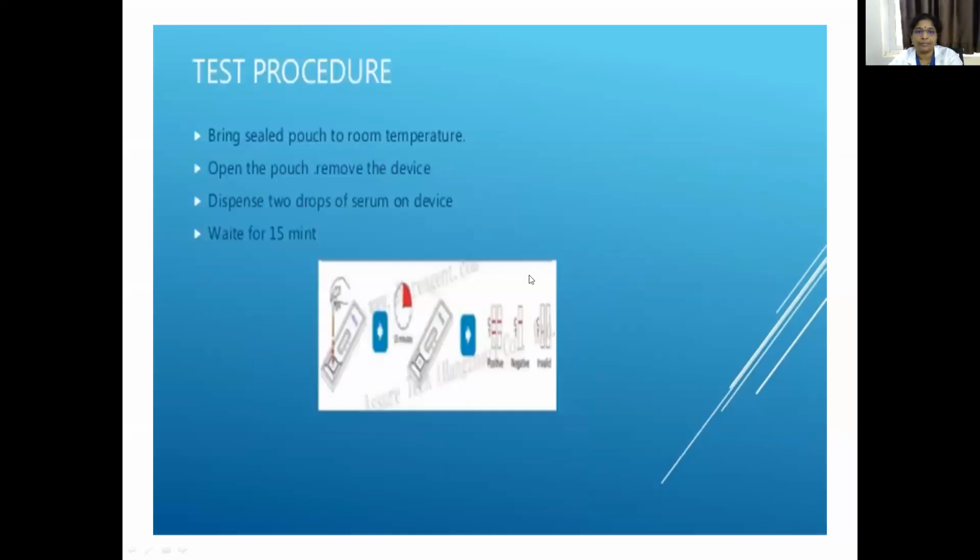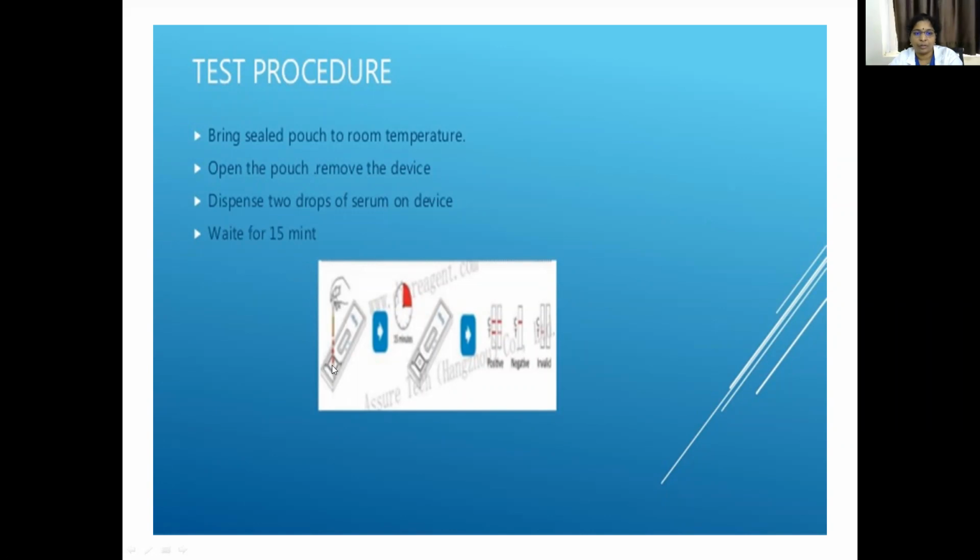So what is the test procedure? All these items, the cassette and the dispenser, are provided in a pouch. You should bring that sealed pouch to room temperature. Generally, we preserve those pouches in the refrigerator, so before performing the test, you should bring the pouch and its contents to room temperature. The next step is to open the pouch and remove the device or the cassette. Then you have to dispense 2 drops of serum on the device.